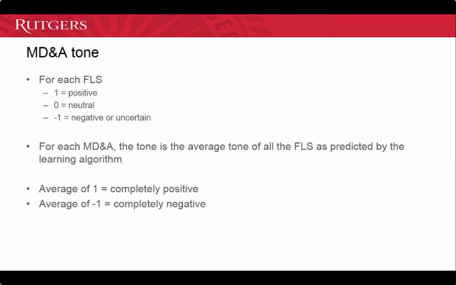you would have a score of negative 50 divided by 100. Or wait, how many positive? 20? So it'd be about negative 30 divided by 100. So negative 0.3 would be the score. Make sense?